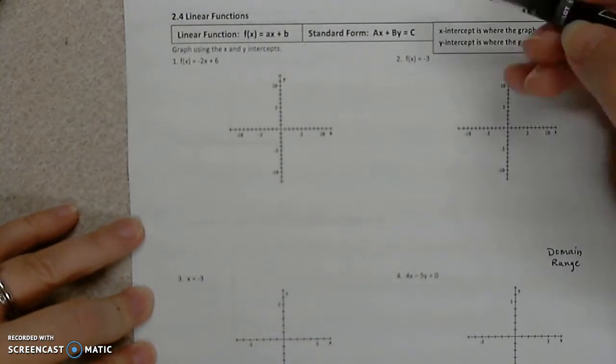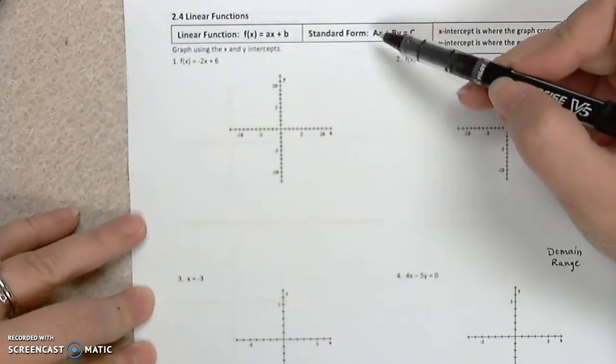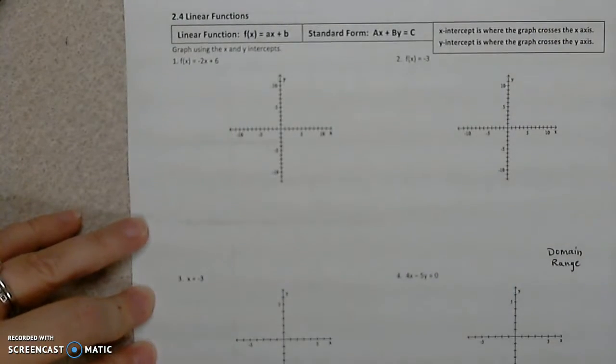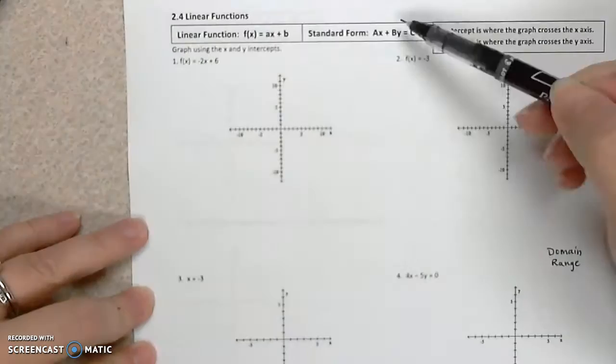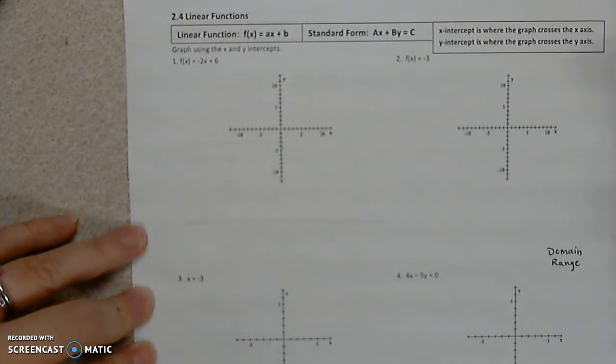In MyMathLab, it's going to ask you to write it in standard form. Standard form is ax plus by equals c. So we'll look at a couple and note how to write it in standard form when we get a little bit further. Alright, so there are a couple of different ways to graph linear functions.